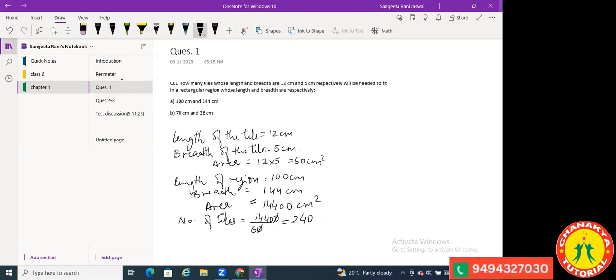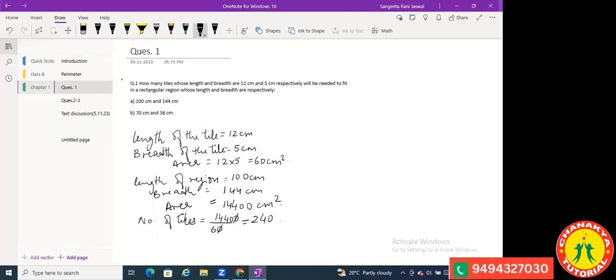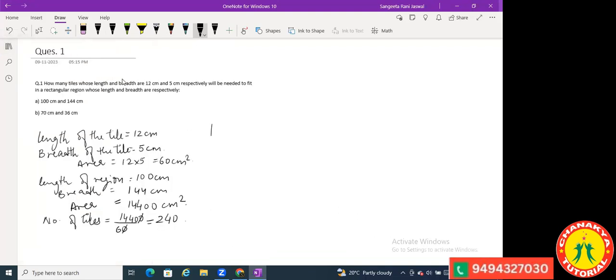Yes, ma'am. Sure. Let's begin. We'll do the other one here. Now what is the question? Now see, the area of the tile we have already found out, is it? Yes. Now in the B part, find the area of the rectangular region. Area of the region.